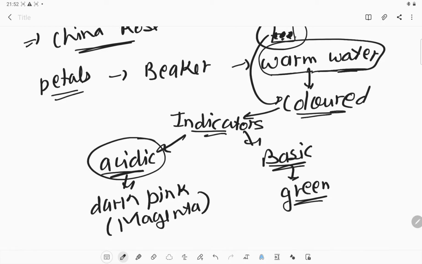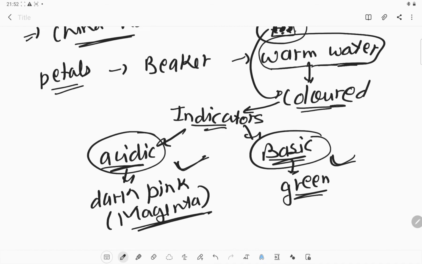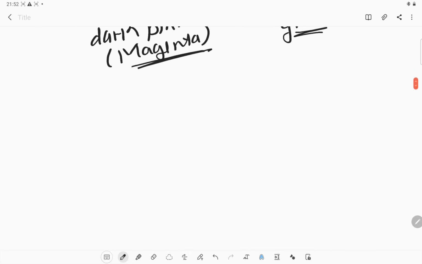So the change of color tells us whether a substance is acidic or basic. Pink color will tell us the solution is acidic, the green color will show the solution is basic. What else? Other concepts like acid rain. What is acid rain, and what are the effects of acid rain?